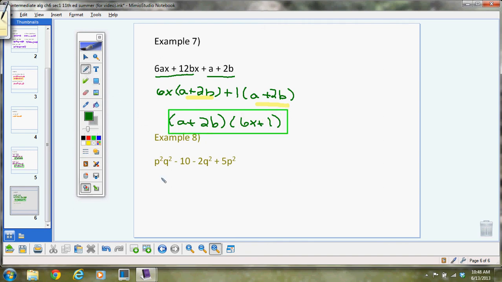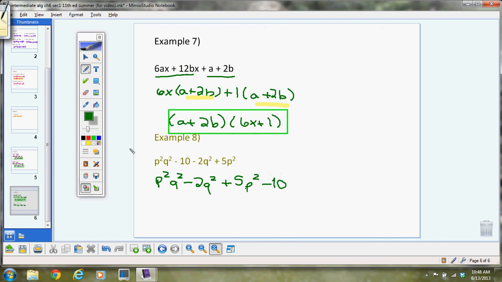Now the next one is a little bit trickier. If I group these two and those two, I can't take anything out. So what I have to do before I group them is I have to reorganize them. I have to figure out how I want to do this. I'm going to leave it p squared, q squared, and then I'm going to put the q squared here and make this negative 2q squared. And then I'm going to put these two together because I notice 5 comes out of both of them. I want to start with a positive. So I'm going to put 5p squared, and then I'm going to bring down that minus 10.